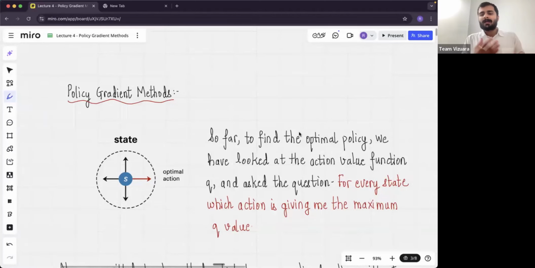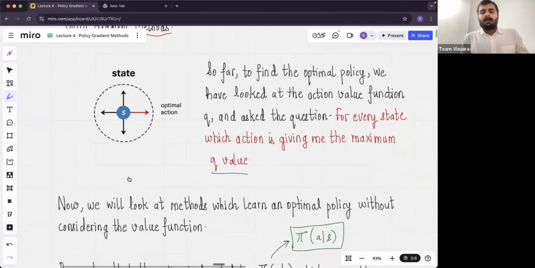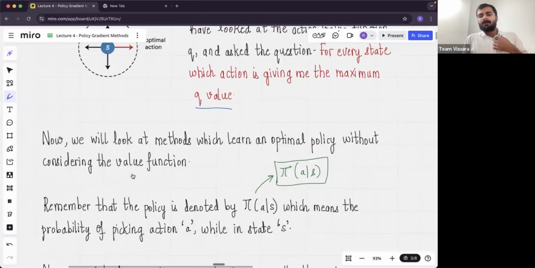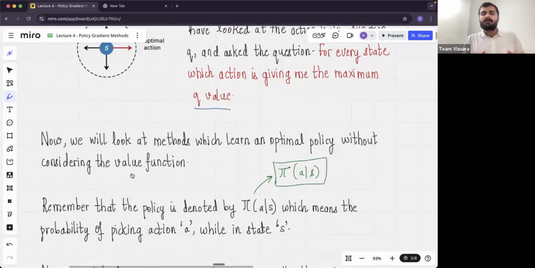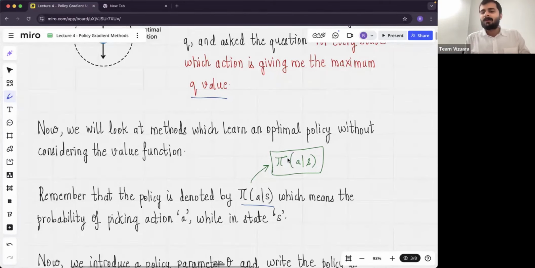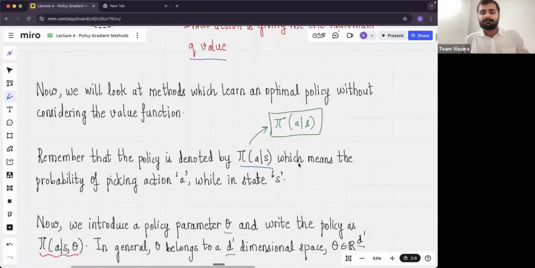So far we have looked at the action value function and asked the question for every state, which action is giving me the maximum Q value. Now what we'll be doing is that we are going to learn an optimal policy without considering the value function at all. So my objective is going to be to estimate pi of A given S, which means what is the probability of taking a specific action if the agent is inside a specific state or if the agent has collected a specific observation from the environment. And this is going to be denoted as pi of A given S.